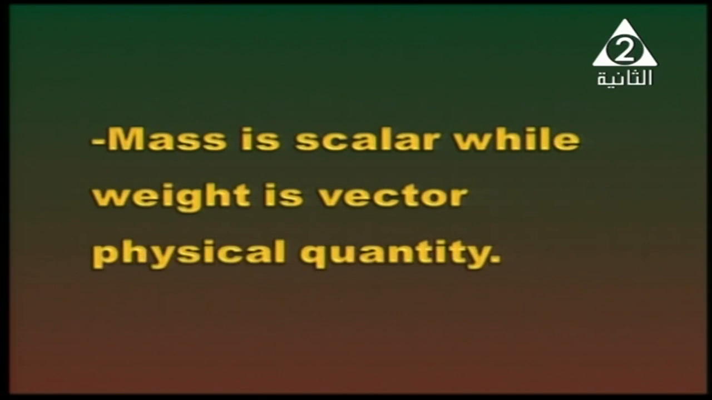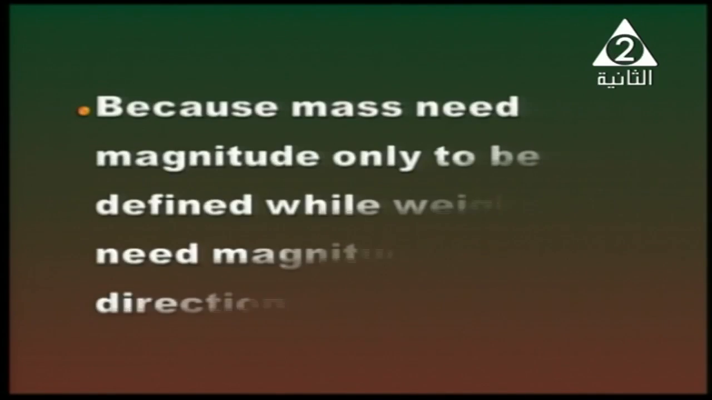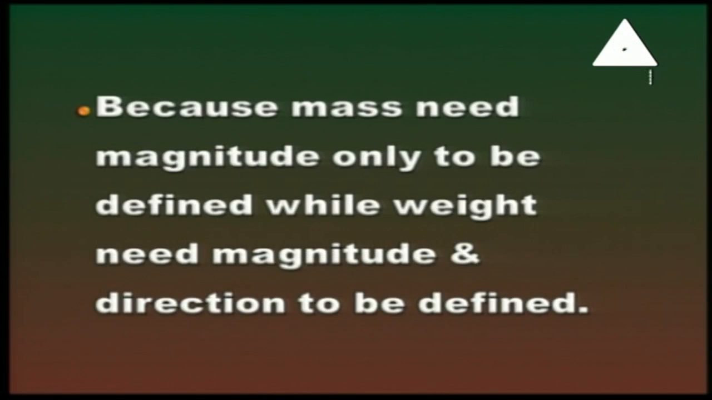The mass is a scalar physical quantity, while weight is a vector physical quantity. Why is the mass scalar? Because the mass needs magnitude only to be defined, like any scalar physical quantity, while weight needs magnitude and direction to be defined, like many vector physical quantities.